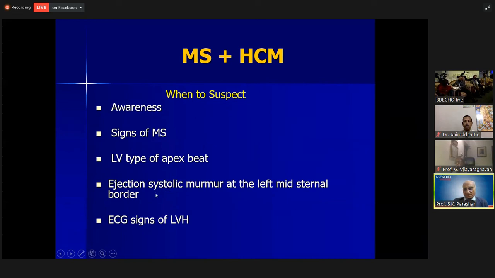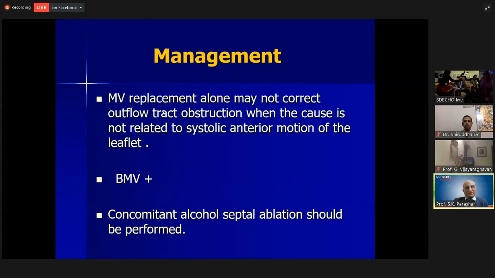So ultimately, as for the management in this case, mitral valve replacement alone may not correct the outflow tract obstruction when the cause is not related to systolic anterior motion of the leaflet. What we could have done earlier was a balloon mitral valvotomy plus, if need be, a concomitant alcohol septal ablation, because the symptoms could have been because of both of these things.